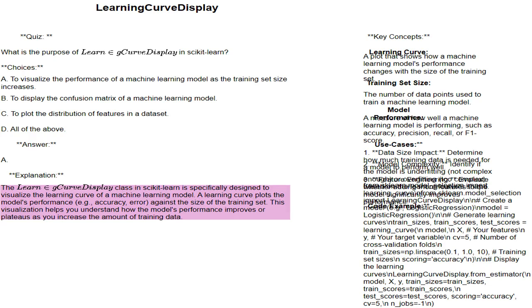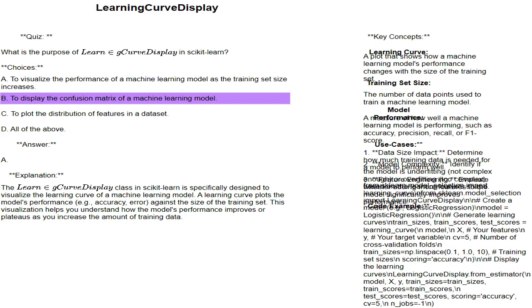False. The learning curve display focuses on the learning curve, not the confusion matrix. Confusion matrices are used to assess the model's performance by visualizing the true positives, true negatives, false positives, and false negatives. False. Plotting feature distributions is generally handled by other visualization tools, such as histograms or box plots. Learning curve display is dedicated to showcasing the learning curve, not individual feature distributions.